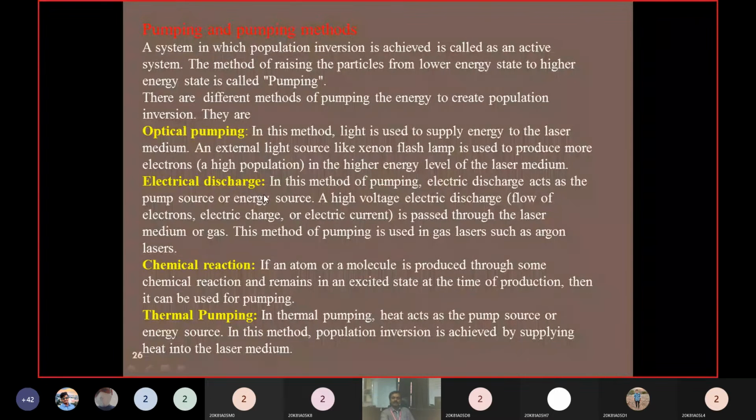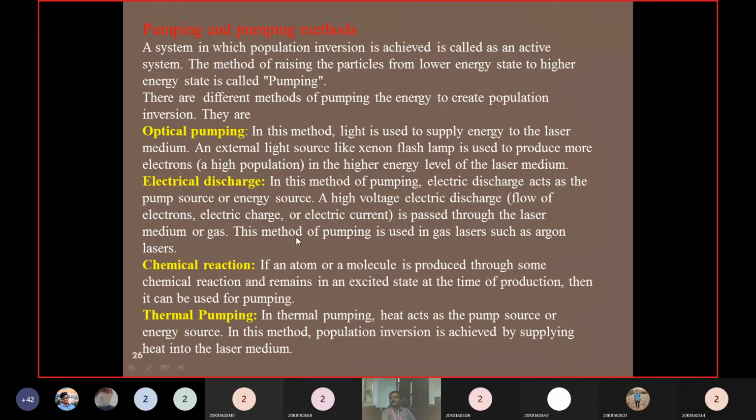The next one is electrical discharge. In this method, the pumping is electrical, due to electrical discharge, which acts as the pump source or energy source. A high voltage electric discharge, that means the flow of electrons or electric charge, the flow of electric current, is passed through the laser medium or gas. This method of pumping is used in gas lasers such as argon lasers.